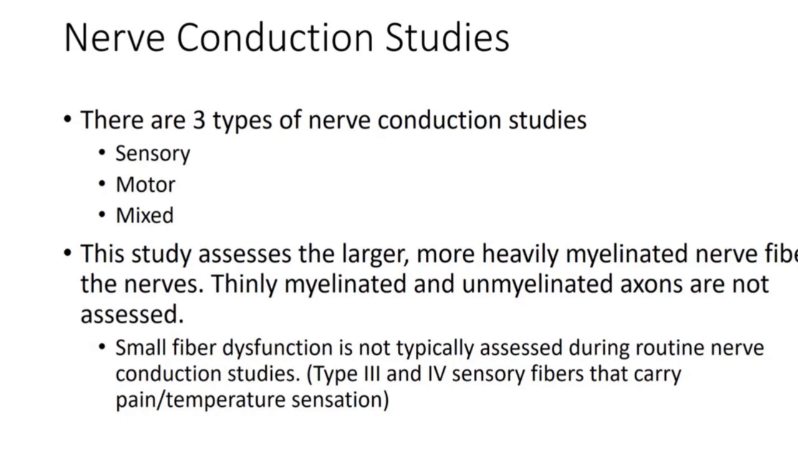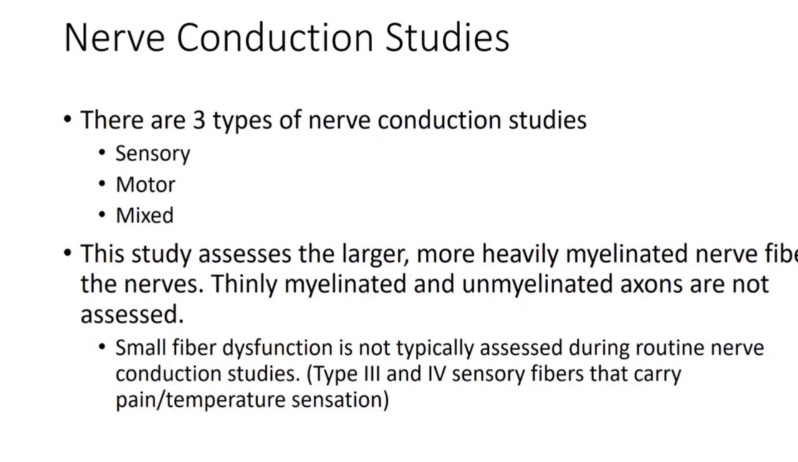Now, importantly, when you do one of these studies, it's not evaluating all the nerve fibers in the bundle. All right. So if you have done a carpal tunnel release with me, you see the median nerve's huge. It's not looking at every nerve fiber there. It's looking at the most heavily myelinated nerve fibers. And so why that's important is that thinly myelinated and unmyelinated axons are not assessed. And so the fibers that carry pain, some sensation, and temperature may not be represented in the nerve conduction study. What I mean by that is that if someone has a small fiber neuropathy or has pain due to nerve compression, maybe an early carpal tunnel or something like this, it may not be seen on an EMG.